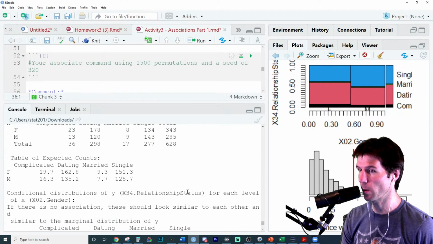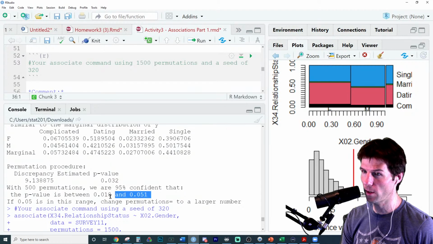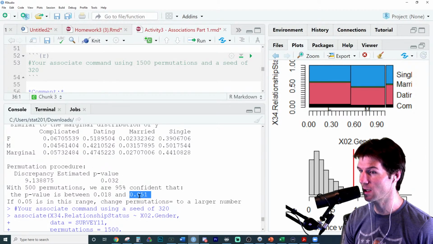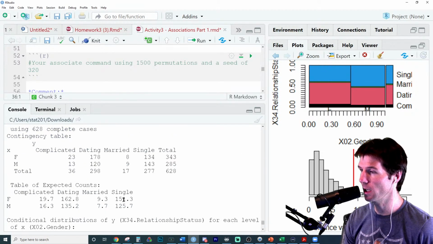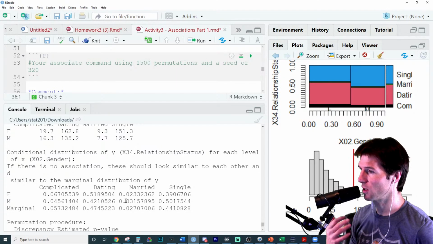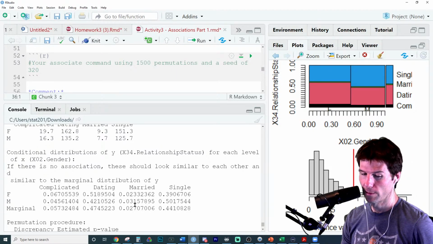If 0.05 is in the range, then we're saying the p-value could be anywhere from as low as 1.8 to 5.1, so maybe it's not statistically significant, or maybe it is. We don't like that, so we increase the permutations to get a better estimate. It just gives you a better estimate of the p-value.